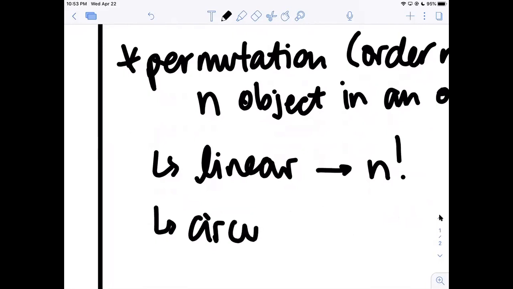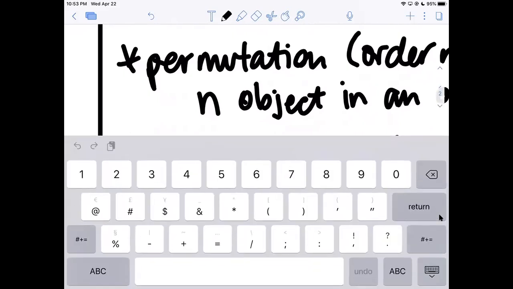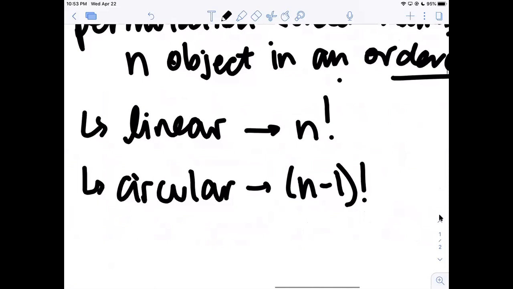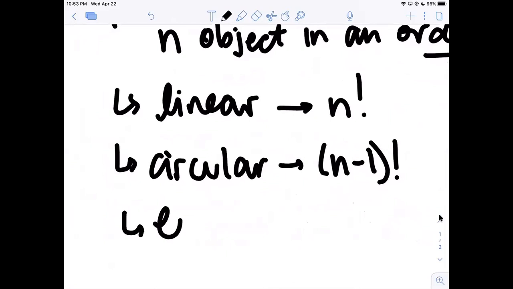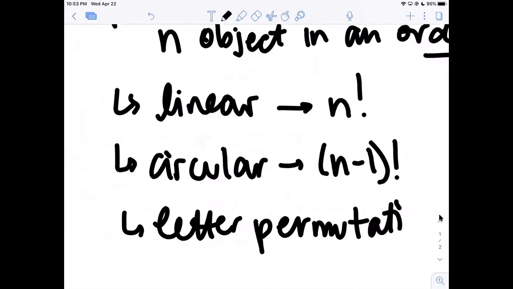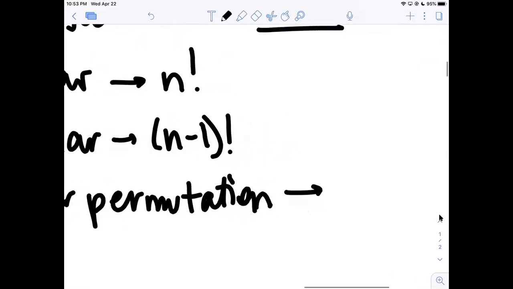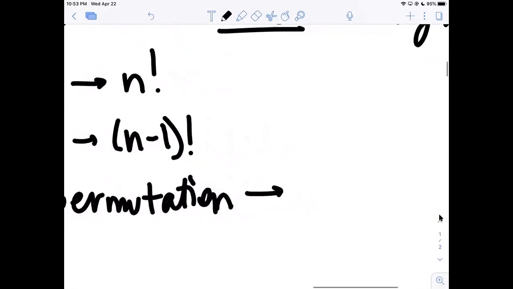The next one is if you have a circular order, if you're putting something in a circle, then we do n minus 1 factorial. And then the more common one you're going to see is letter permutation, where we're ordering letters in certain ways. I would think that you've seen this before, but if you've never heard of factorial, then you maybe haven't seen this before either. It's essentially a little formula.